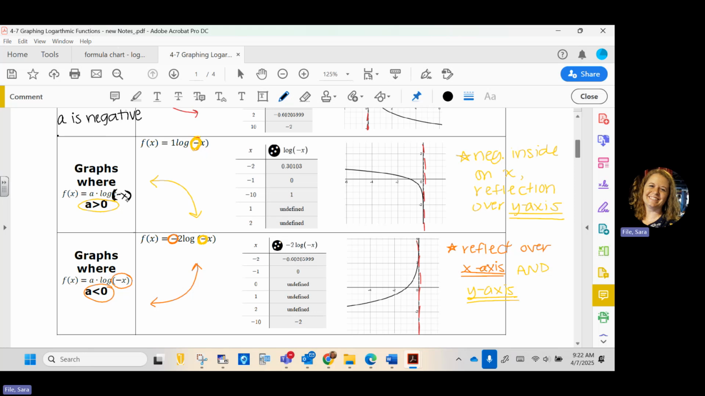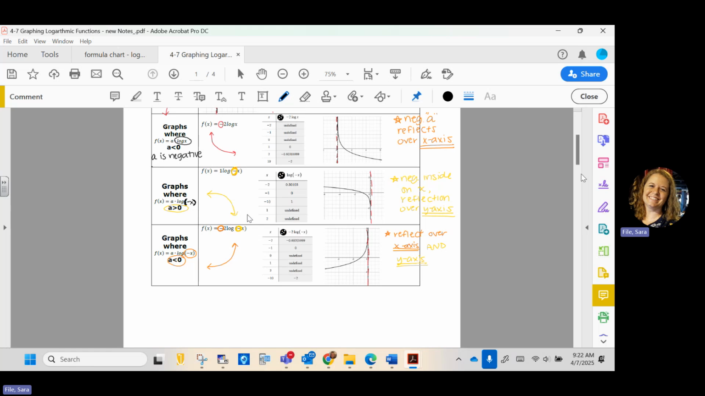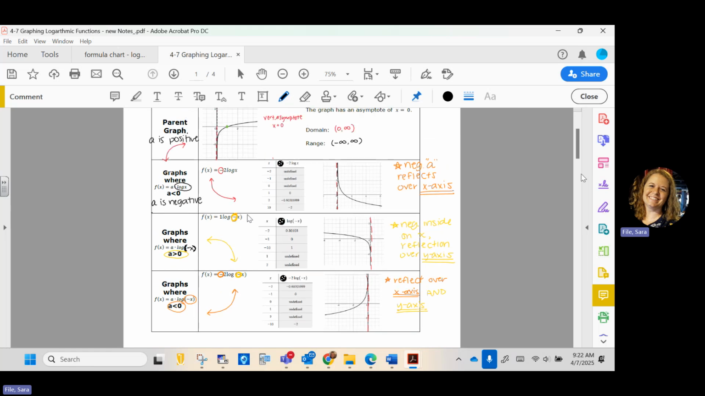So when you're taking the log of a negative, so your argument is negative, that's going to reflect over the Y-axis. When your A value is negative, that's going to reflect over the X-axis. And then in this case, it's both. So I'm going to zoom out again so you can see all four of those together. So those are the four different directions the curve of your log could be going.